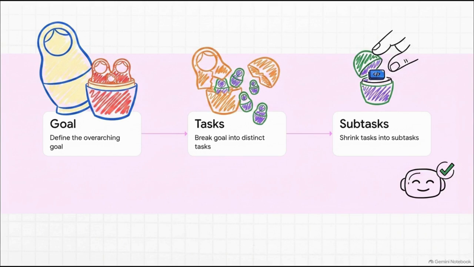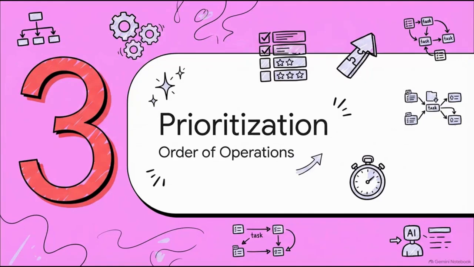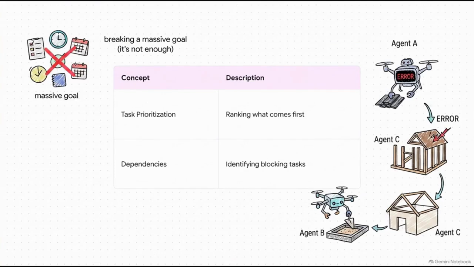It's all about reducing cognitive load through systematic breakdown. Section 3, prioritization and dependencies, order of operations. Now, here's a quick reality check for you. Simply breaking a massive goal down into 100 tiny subtasks, yeah, that's not enough to guarantee success. We have to introduce the real-world complications of multi-agent planning because time, logic, and sequence, they matter immensely.